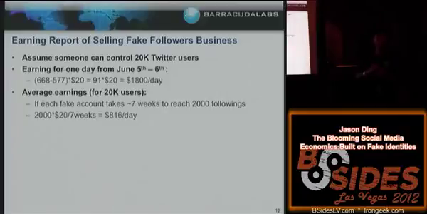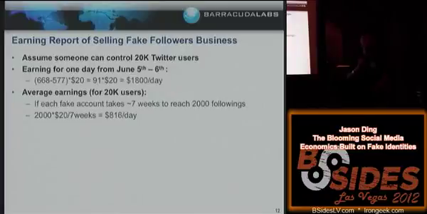I haven't tracked their tweets yet, but I did a little bit more analysis on the intersection. You can see it in the following slides, about the people who bought that, and also the statistics of these fake accounts. So we will talk about this later. Here I give an earning report of the selling-fake-followers business. Assume someone can control 20,000 Twitter users.